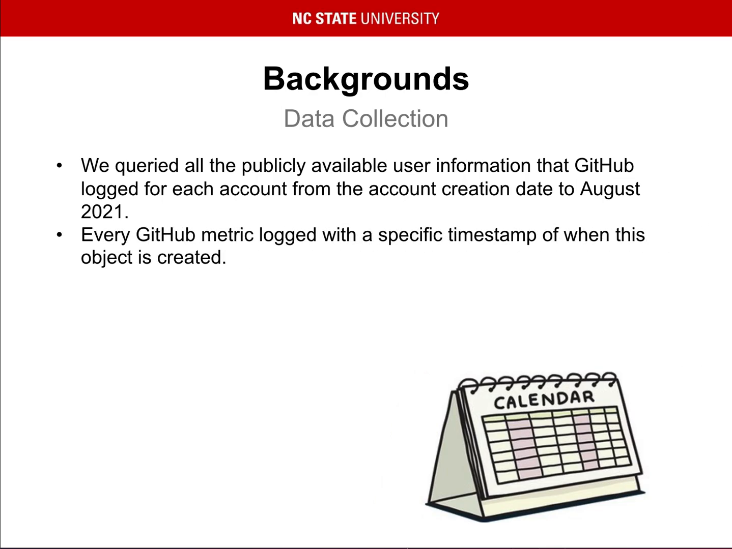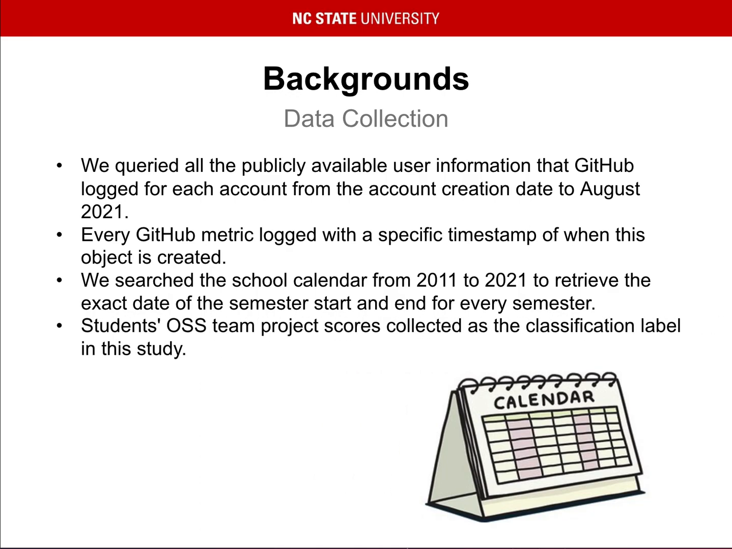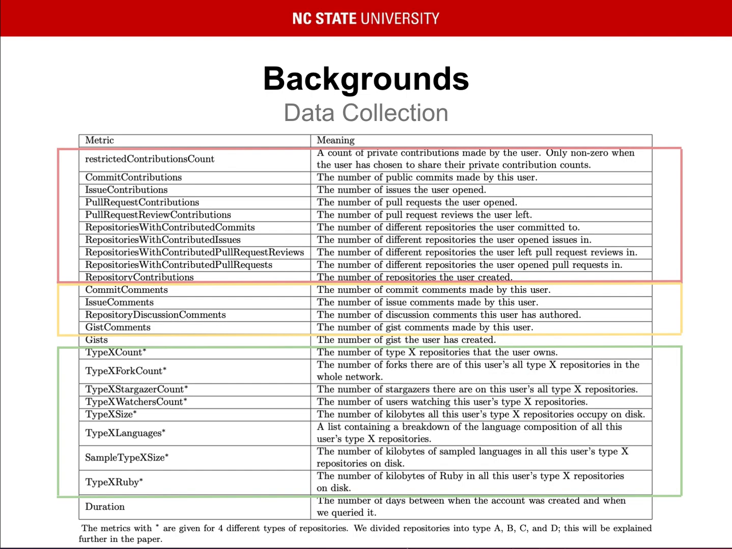For every metric we logged, GitHub provided a specific timestamp for when this object was created. We then searched the school calendar from 2011 to 2021 to retrieve the exact date of the semester start and end for every semester. We also retrieved the students' open source software team project grades for the past 10 years as the classification label in this study.